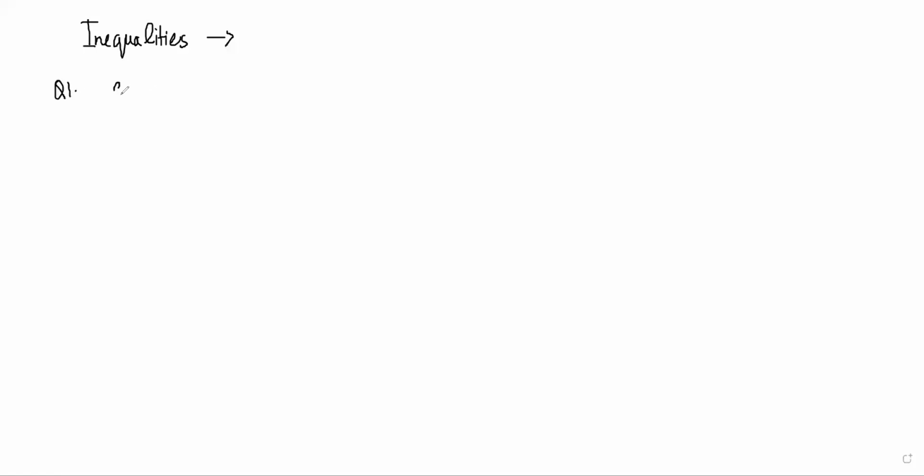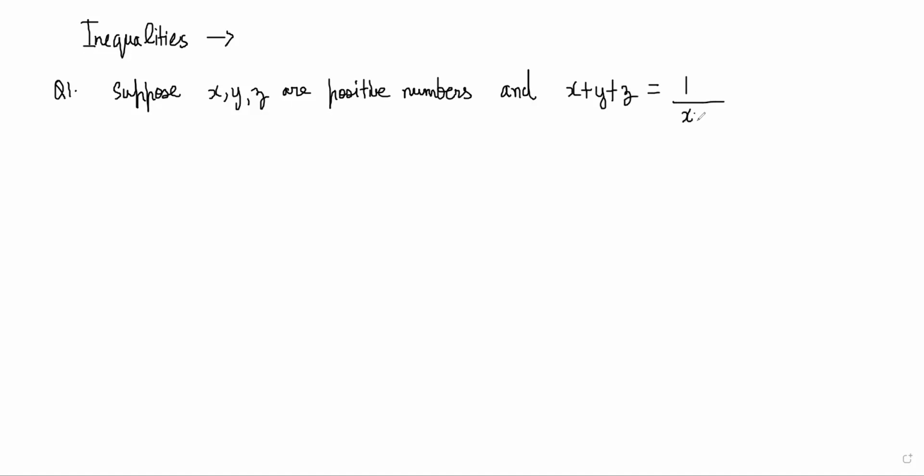The first one says, suppose x, y, and z are positive numbers and we have x plus y plus z is equal to 1 by xyz. Find the minimum value of x plus y multiplied by y plus z.